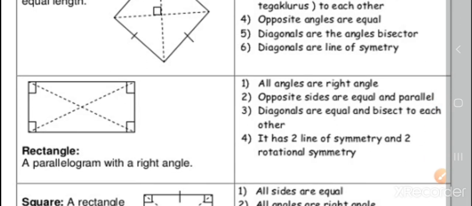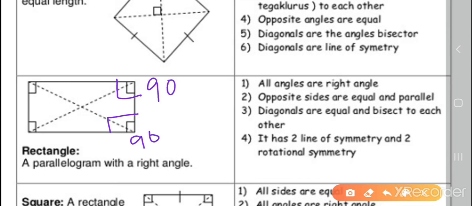Rectangle. In a rectangle, all angles are right angles. All the angles will be what? Right angle, that is 90 degrees. For a rectangle, all the angles will be 90 degrees. Opposite sides are equal and parallel. Opposite sides will be equal and it will be parallel also.